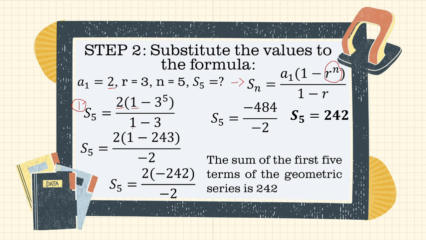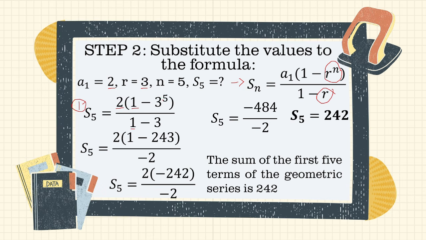Divided by 1 minus 3, since you will be getting the letter r, which is 3. Okay? So now, when we will be using PEMDAS, what is the first thing to do? Inside the parenthesis, we still have an exponent.